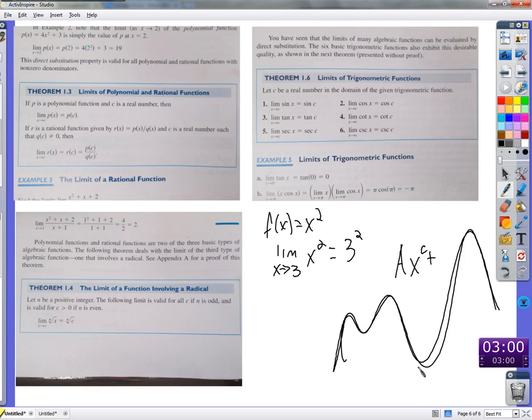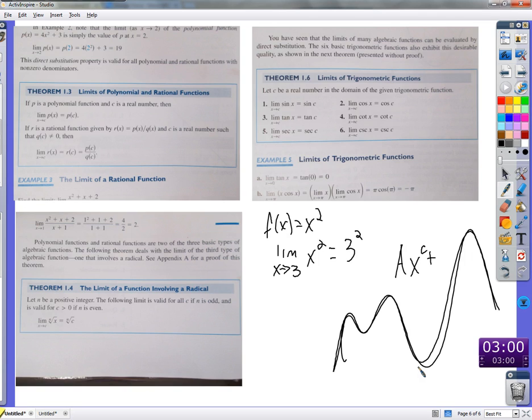Is that making sense? Am I repeating myself, or are you confused? Is there confusion, or do you want me to just move on? Who votes for move on? I get it. It's clear.